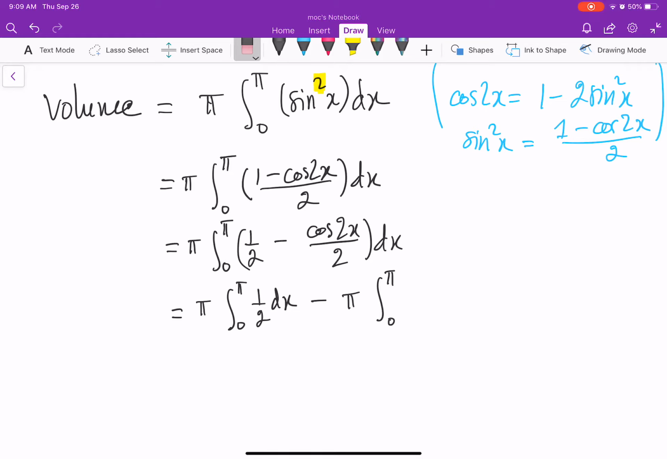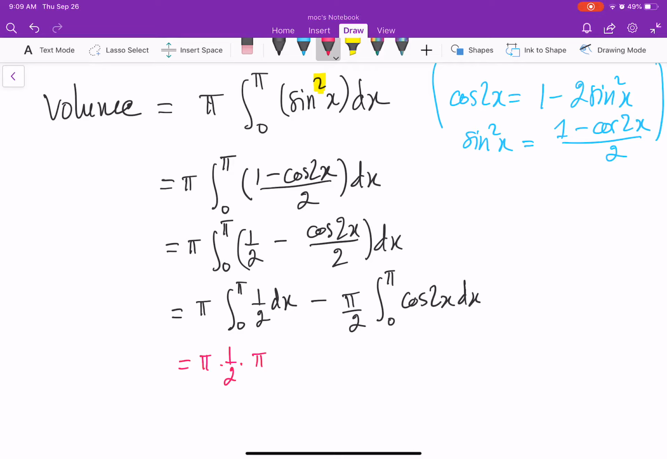I can write in here over 2 cosine of 2x dx. You know, over 2 because cosine of 2x over 2. So I bring over 2 out. I want over 2 out. So the first integral is easy. This is equal to pi times 1/2 times pi, right?